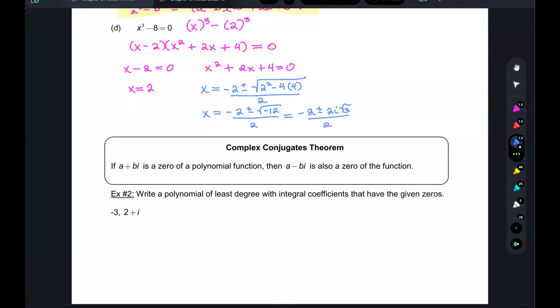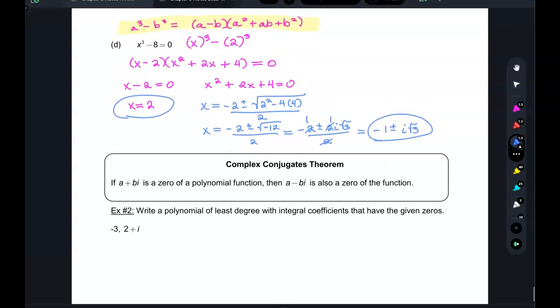And what do we notice? The 2 can cancel out, so that will be a negative 1 plus or minus i root 3. There was a negative under the radical, because remember it would be 4 minus 16. So again, anytime you have a negative under the radical, you're automatically going to have an i.